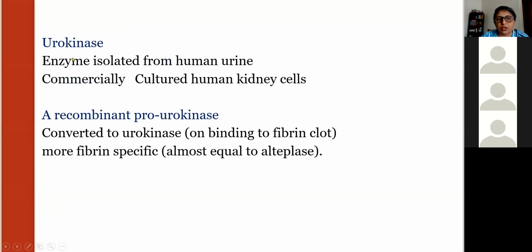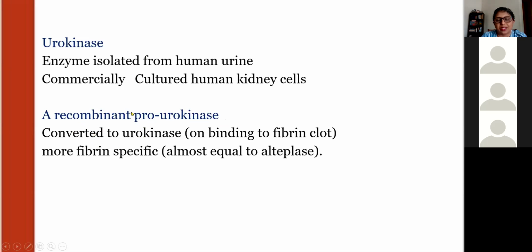Now, the second drug is urokinase. These are all non-fibrin specific. The name itself, urokinase, tells you it was isolated from human urine. For commercial purposes, it is developed from cultured human kidney cells. But its use has gone out because it is non-fibrin specific. But there is a recombinant pro-urokinase, which is specific to fibrin.